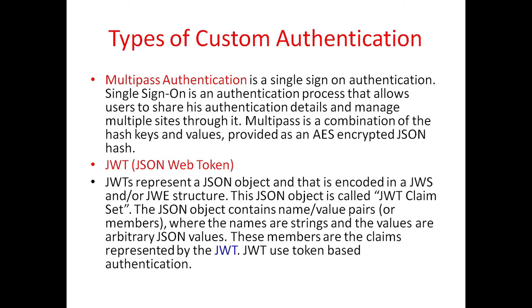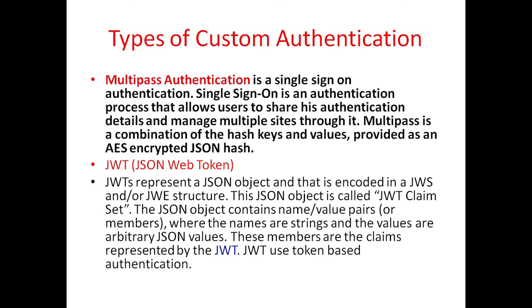There are two types of custom authentication. First is Multipass authentication, which is a single sign-on authentication that allows users to share their authentication details and manage multiple sites through it. Multipass is a combination of the hash keys and values provided as an AES encrypted JSON hash. And next is JWT, that is JSON Web Token.